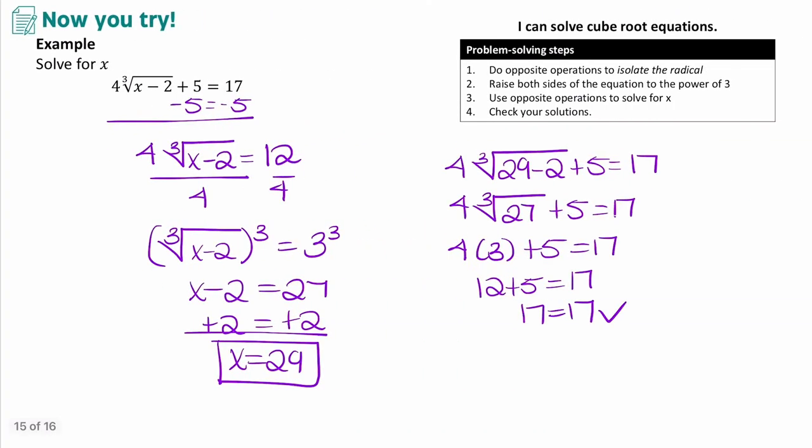So here, once again, I need to do more than one step in order to isolate the cube root. So I start off by subtracting 5. When I subtract 5, I get 4 times the cube root of x minus 2 equals 12. Divide both sides by 4, which gives me the cube root of x minus 2 equals 3. I raise both sides to the third power, so I have x minus 2 equals 27. I add 2 to both sides, so I have x equals 29. When you plug 29 back into the original equation, you get 17 equals 17, which is in fact true.